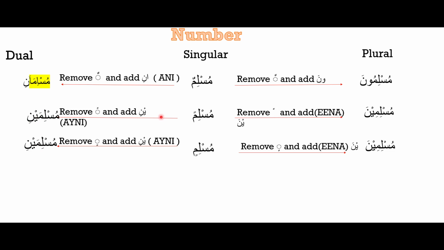The noon here is with fatha, but the noon here will get kasra. This might seem confusing, but it is important, and that is the reason I have brought the dual here, so that you can figure out the difference between the two. This is called aini and aini. So Muslimani, Muslimaini are two Muslims, but Muslimina are many Muslims. Likewise, Muslimaini in majroor state is two Muslims, and Muslimina in majroor state is many Muslims.